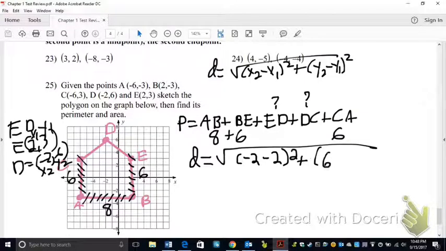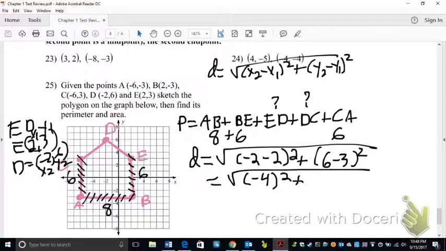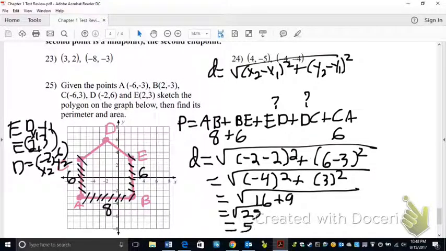My y2 is 6 and my y1 is 3. So then we're going to go the square root of negative 2 minus 2, which is negative 4 squared, plus 6 minus 3, that should be 3 squared, and that's going to give us 16 plus 9, the square root of 25, or 5. Okay, so the distance there equals 5.